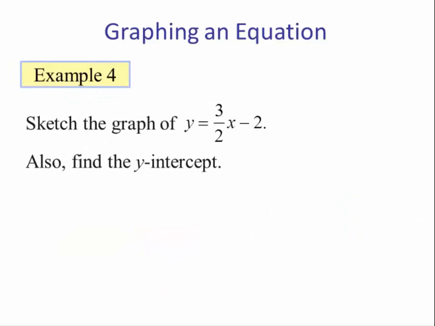Example 4. Sketch the graph of y equals 3 over 2x minus 2. Also find the y-intercept. Because this is the form y equals mx plus b, b in this case is negative 2. Our y-intercept is negative 2, which has the point coordinates 0, negative 2.